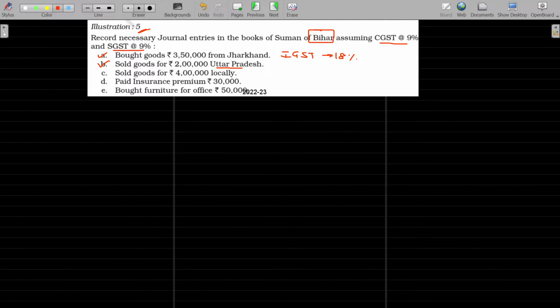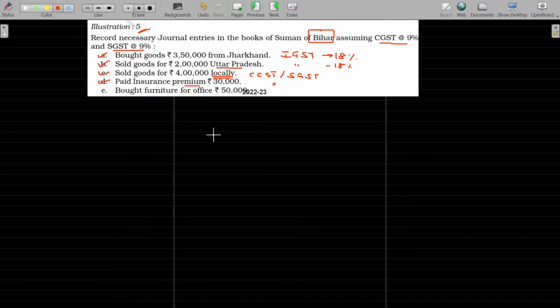So Bihar is a different state, Uttar Pradesh is a different state. Again, IGST will be leviable at the rate of 18%. C, sold goods for rupees 4 lakhs locally. If it is local, then what will be applicable? CGST and SGST will be applicable. Both the taxes will be applicable. Is that okay? And D, paid insurance premium. Insurance premium is payable. I hope the insurance premium is paid there itself. Then automatically we have the SGST and CGST. Is that okay?